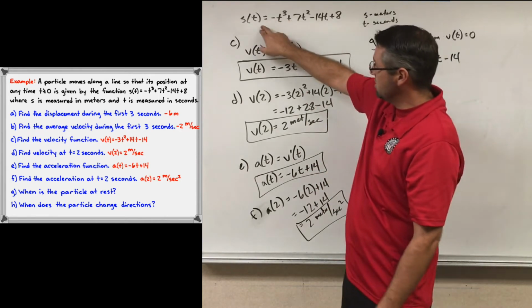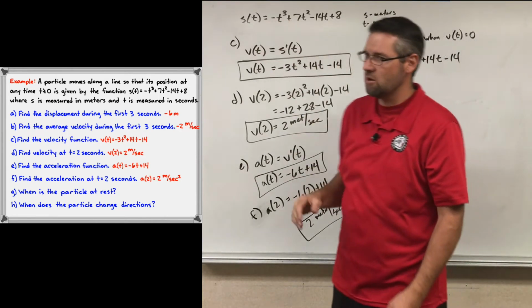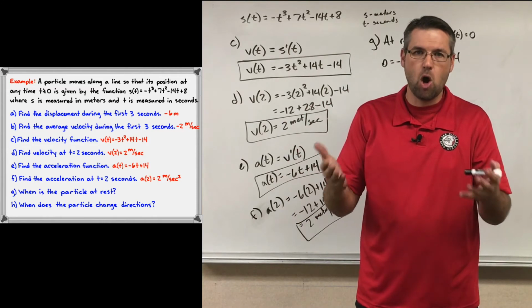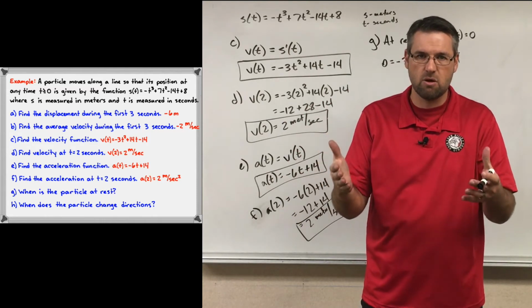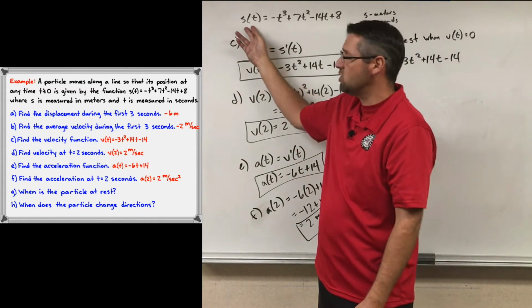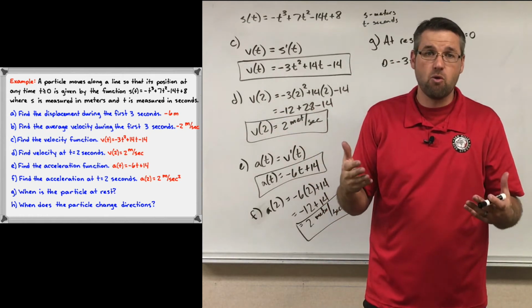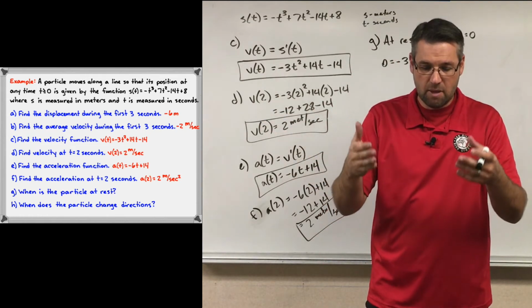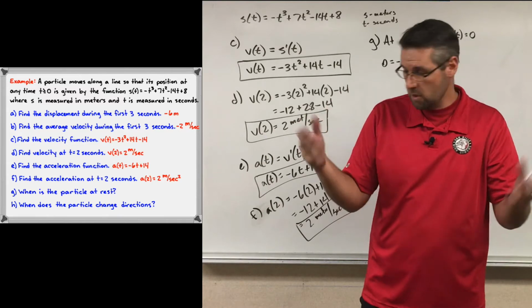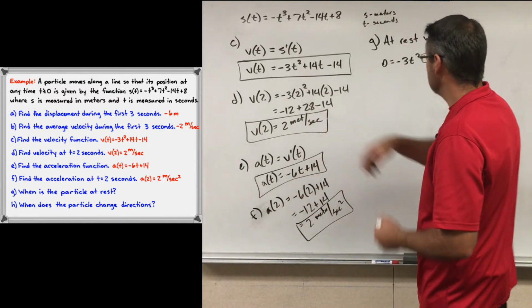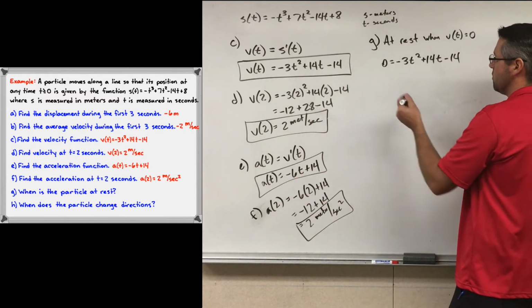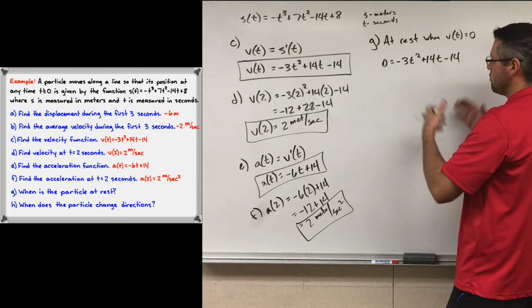If my position is 0, if I set my position equal to 0, that means I'm on the origin, I'm at home, I'm wherever we consider 0. So if I set my position equal to 0, I'm just looking for the times that I am at my origin, essentially. So at rest is when velocity is 0. And so then we need to solve this equation through whatever method.